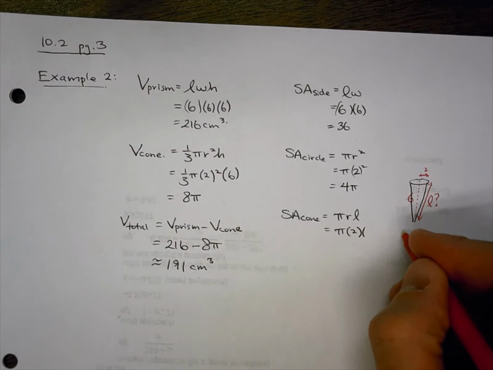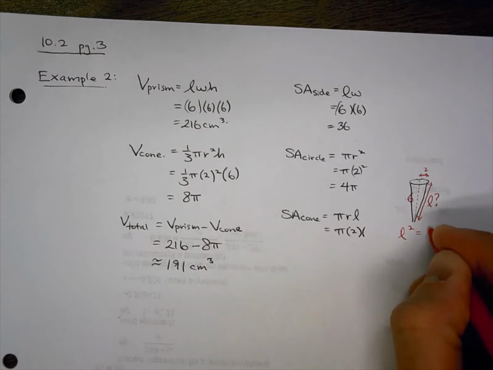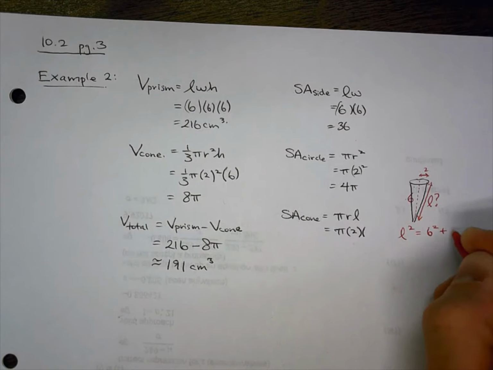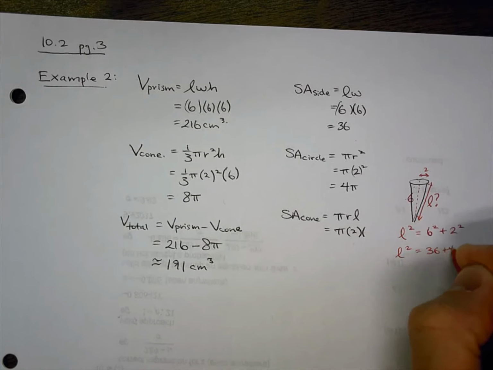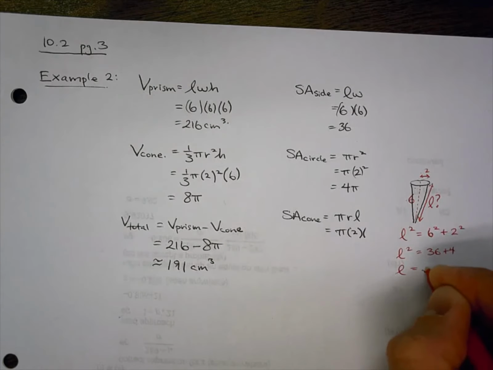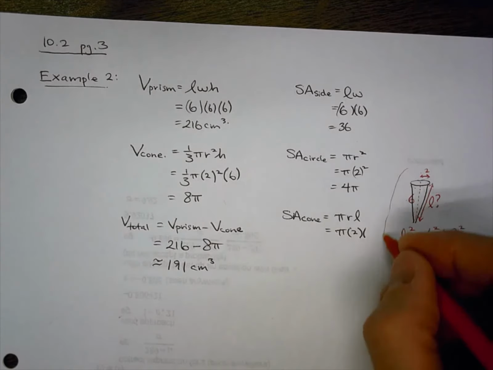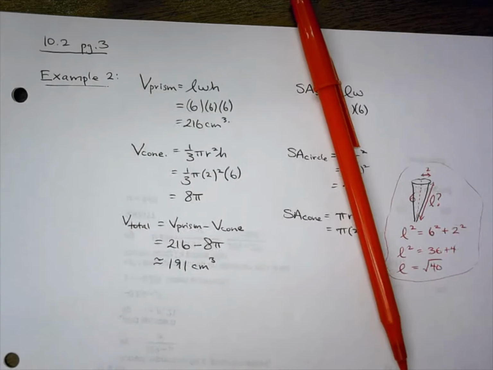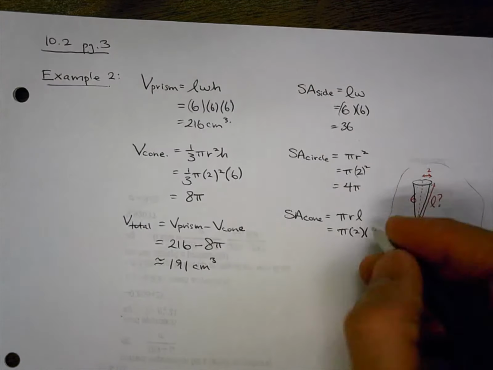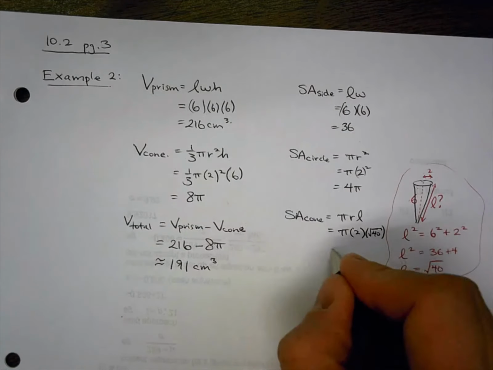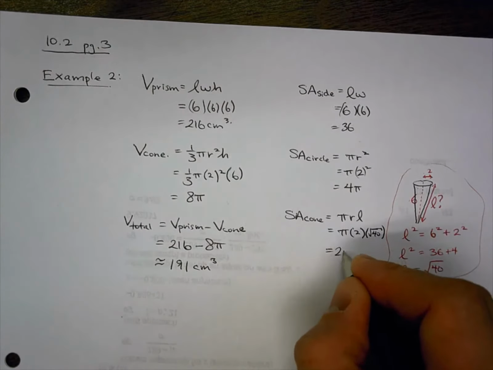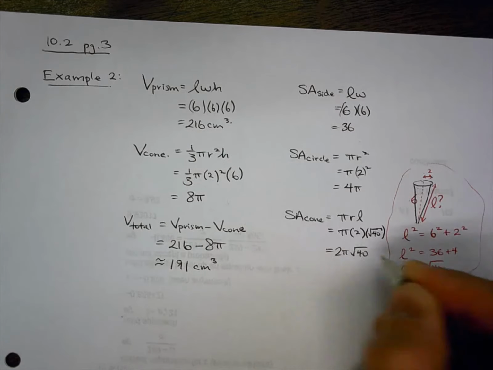Well, I can use the Pythagorean theorem here. L squared is equal to 6 squared plus 2 squared. L squared is equal to 36 plus 4. So L is equal to square root of 40. So let me just put that off to the side here. So then, when I sub that in, now I have root 40. So my surface area for the cone is 2 pi root 40.